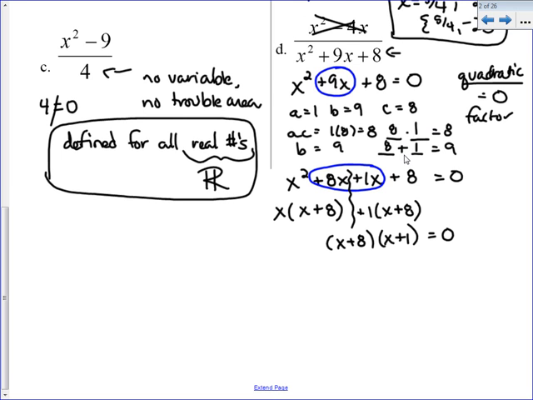Now, on your test, if a problem says factor, that's where you cut it off. That's where you stop. But we're not factoring here. We're solving. So this is 6.6, that one extra step. Just take each factor and set it equal to 0. So x plus 8 equals 0. X plus 1 equals 0. So I get x equals negative 8 and negative 1. Or you could do your set, negative 8, negative 1.